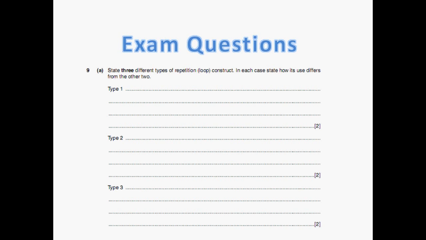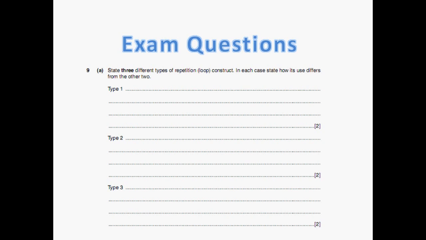And here is an example of the sort of question you might get in an exam. State the three different types of repetition, loop, construct. In each case, state how its use differs from the other two. For this question, there is a total of 6 marks, 2 for each type. As it says state, just short words and phrases are okay for the marks, and no detailed explanation or description is needed.